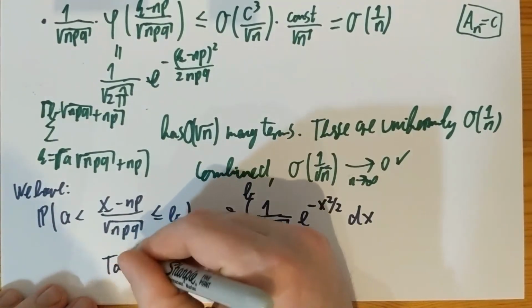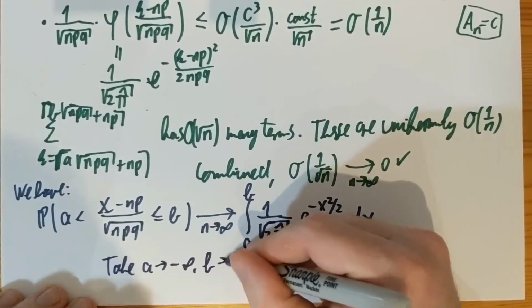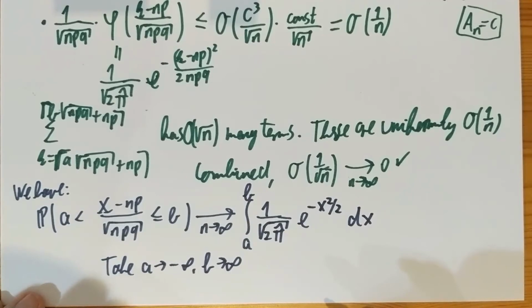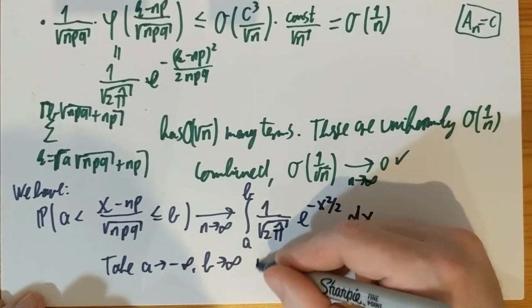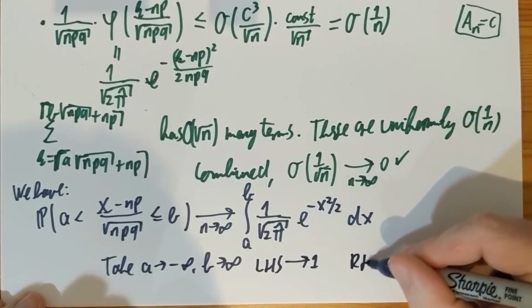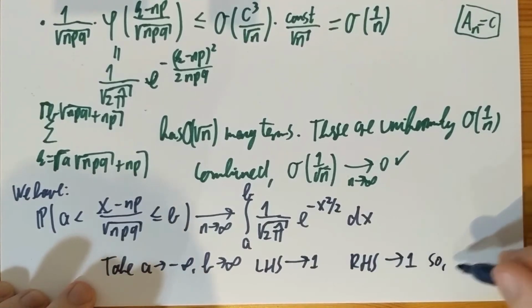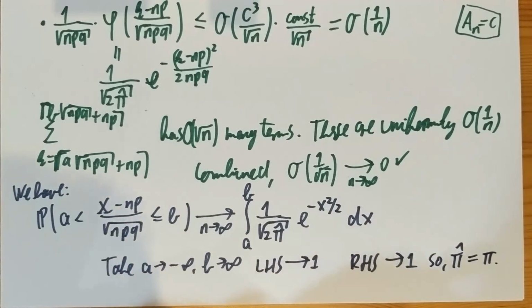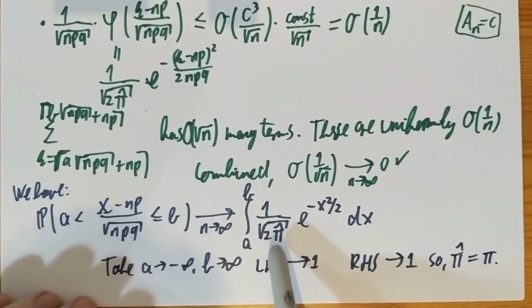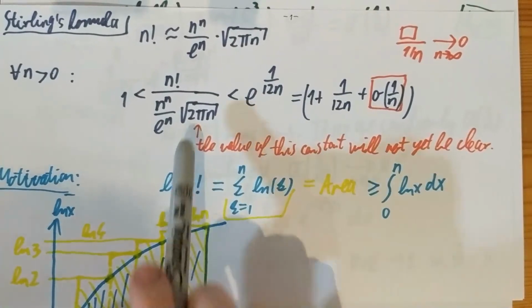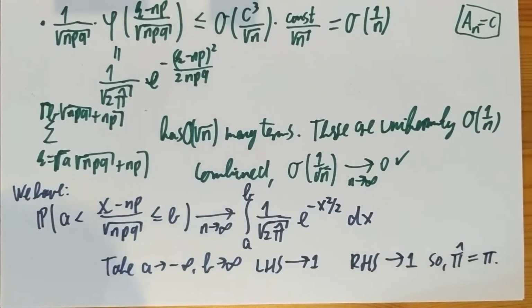However, now let's take a going to minus infinity and b going to plus infinity. Then this probability goes to 1, so the right hand side has to go to 1 as well. And this only happens if pi hat is actually pi, because we know that the integral of 1 over root 2 pi e to the minus x squared over 2 is 1, and if we change pi to some other constant, then it's not 1 anymore. So that is the moment when, using probability, we can conclude that the constant pi hat, which we have been carrying over since Stirling's formula, is indeed pi. That is the moment from the global theorem where we can conclude that.